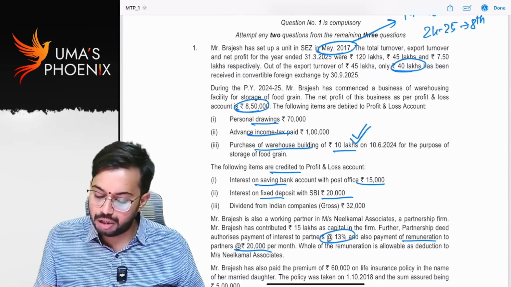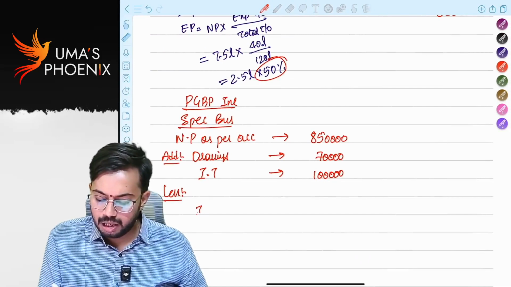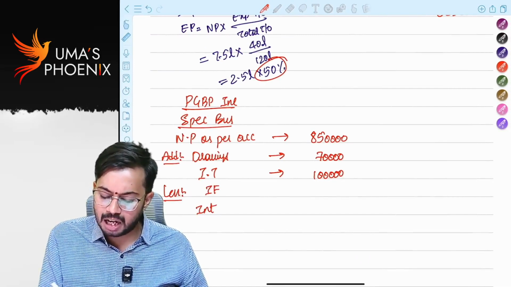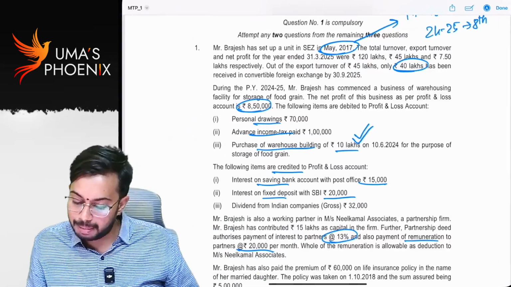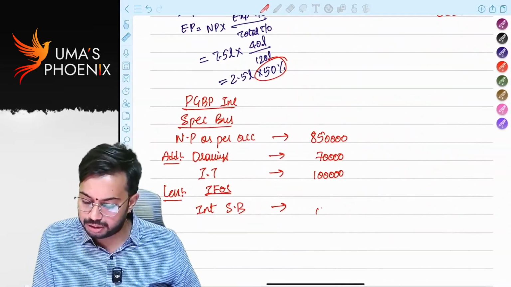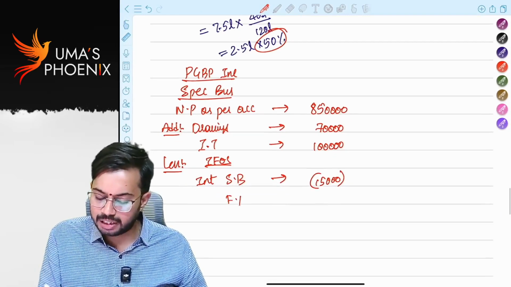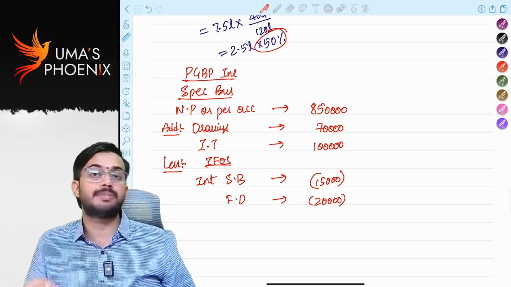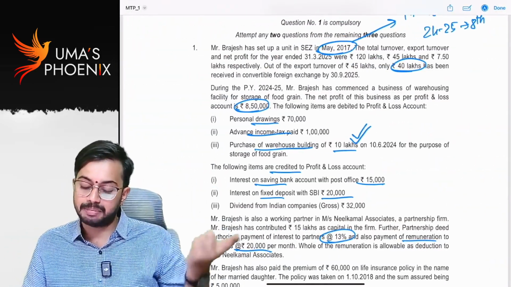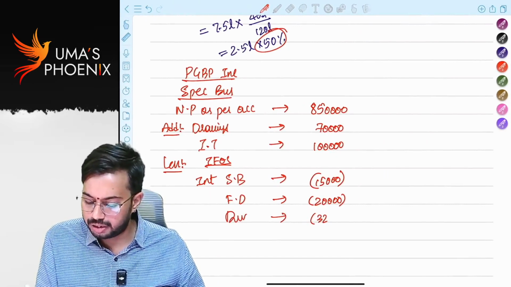Next, we need to reduce. How much is interest on savings bank? Less, incomes taxable under other sources. Savings bank interest is 15,000. Am I correct? That will be reduced. Next, FD interest is 20,000. That is also reduced. Why? Because it is now taxable under other sources. Dividend will also be reduced.